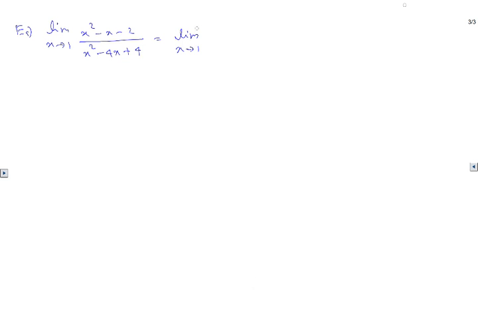So for the limit, you don't need to write this one out now, you can just plug in the value, because when you plug in the value to the denominator, you do not get a 0 here. So let's plug in the value now. It's 1 squared minus 1 minus 2 over 1 squared, and then minus 4 times 1 plus 4. So how much do you get?